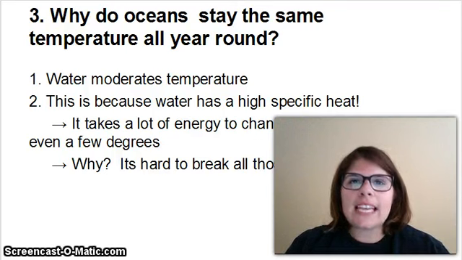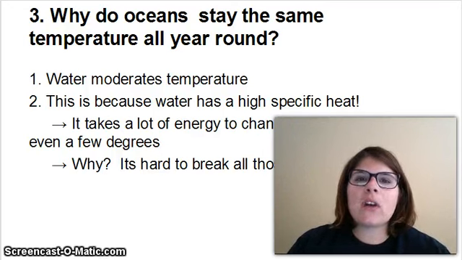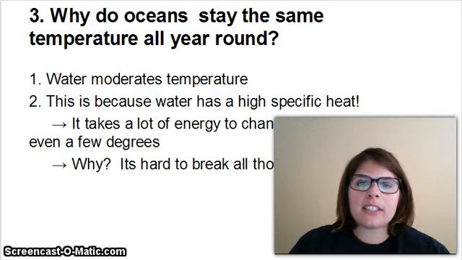So why do oceans stay the same temperature all year round? Well, not only does the ice float, like we just talked about, but water moderates the temperature. Water has what is called a very high specific heat. Have you ever been to the Atlantic Ocean in July and it's freezing still? This is due to specific properties of water, or that high specific heat.